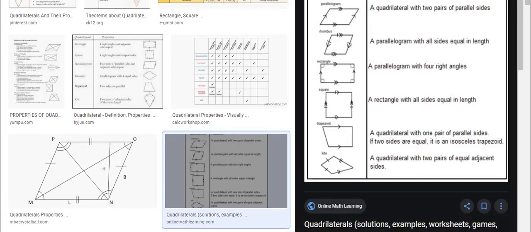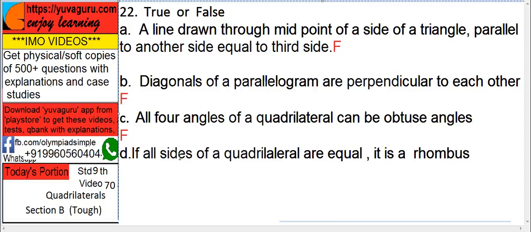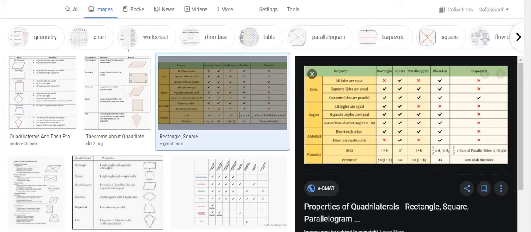No. If all the sides of a quadrilateral are equal, it is a rhombus. That is true. See this chart again. Sides, rhombus, all sides are equal, tick mark.